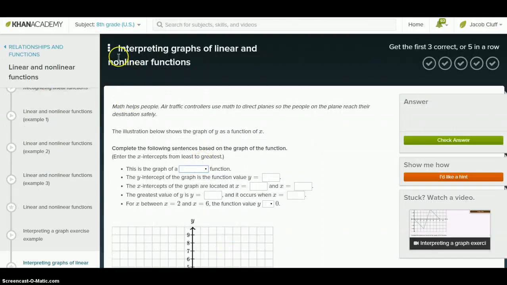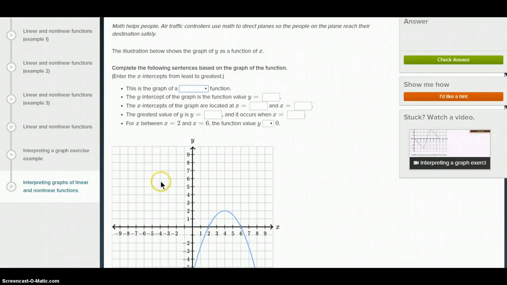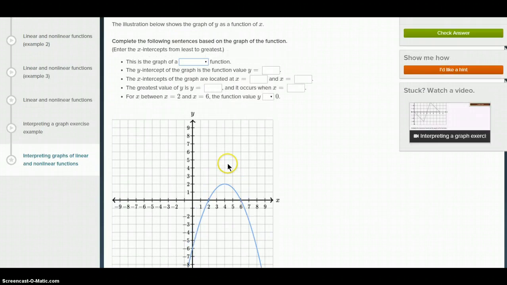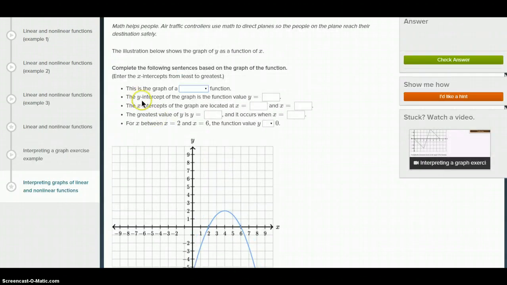So in this video we're going to talk about interpreting graphs of linear and nonlinear functions. So in this first part over here we see that we have a parabola that is pointing in the negative direction, and it has an apex at (4, 2). So let's take a look and see what this means.